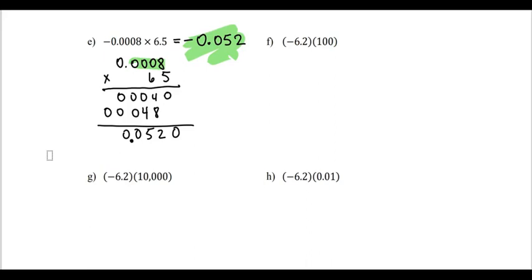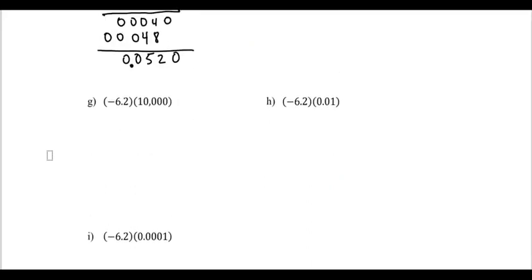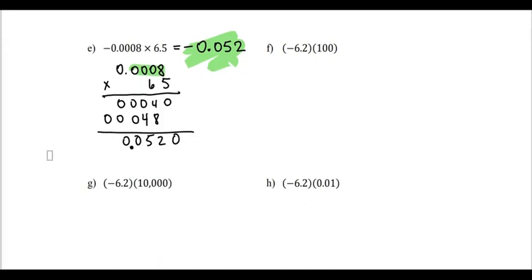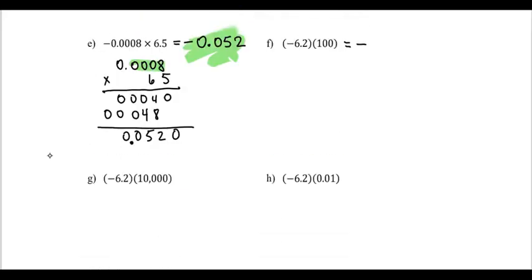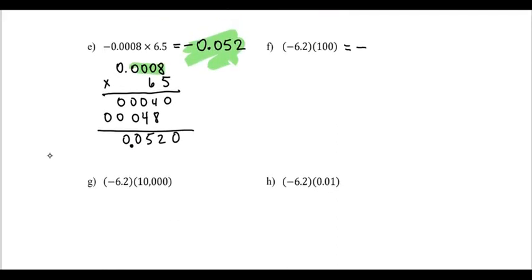All right, so for the next couple of problems, notice that we are multiplying by powers of 10, like 100, 10,000 or 0.001, and negative 6.2. So we're going to try to come up with the rule for how to multiply by powers of 10. The answer is negative. In all of these, F, G, H, and I, all the answers are going to be negative because you multiply negative times positive.